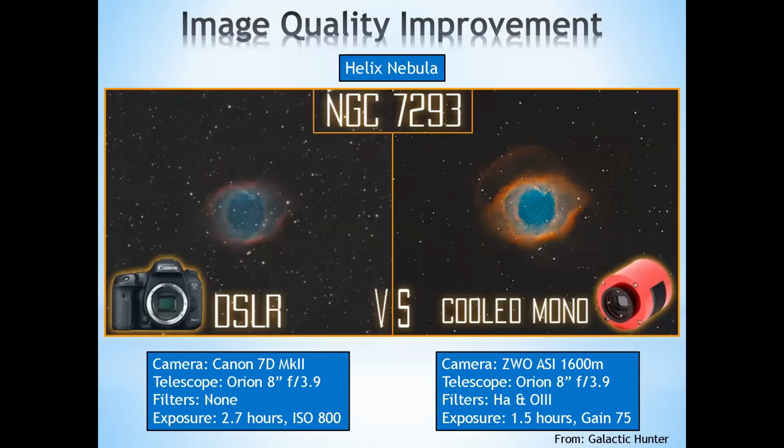The difference between a DSLR and a cooled camera, this is the Helix Nebula. You can see how much more dramatic data you can capture, and it really jumps out at you. And if you look down here, this took 2.7 hours of exposure to get. This took about an hour and a half. So you get much more for less time.